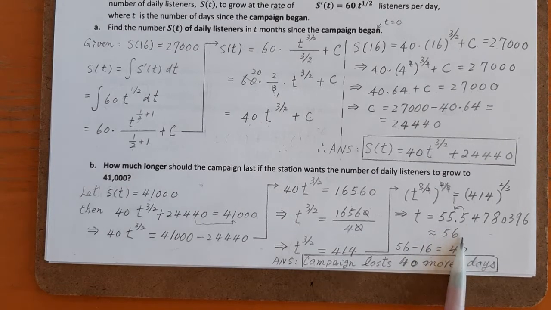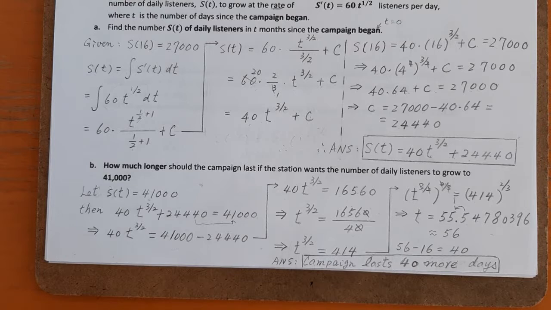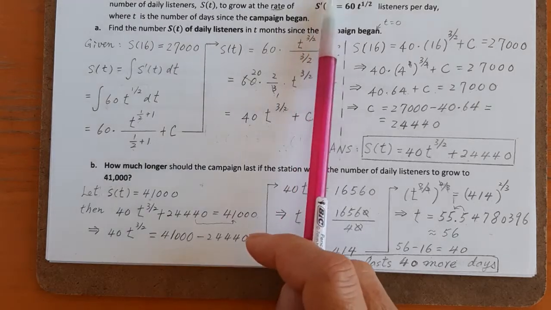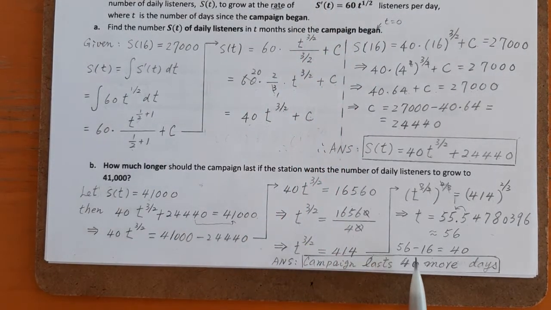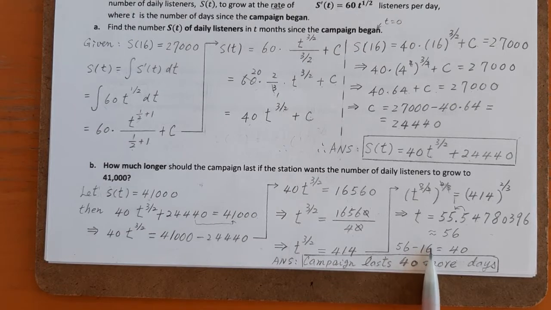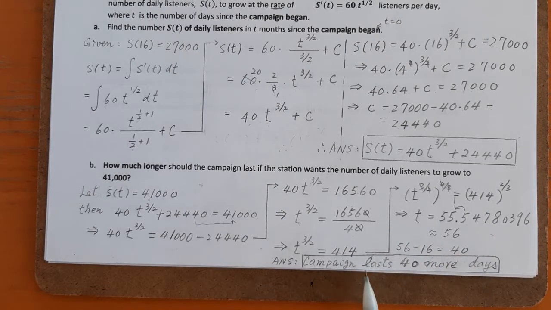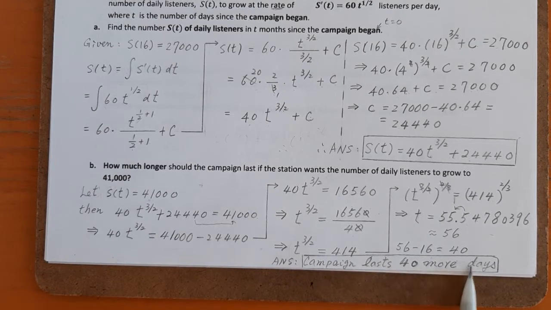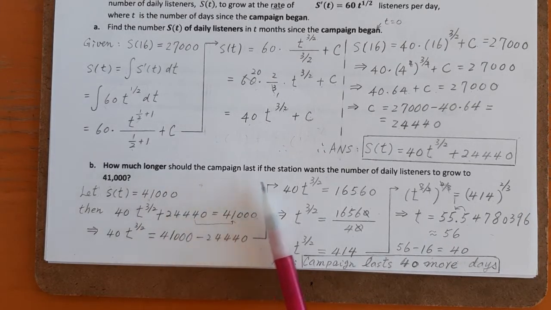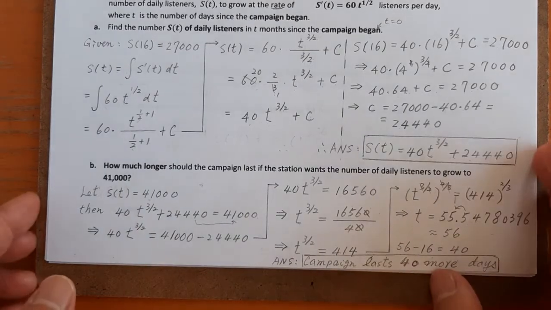Now the question says, how much longer is counted from the current time? Current is 16 days after the campaign began, so you have to subtract the beginning 16 days. 56 minus 16. So from now, it takes 40 days longer. The campaign lasts 40 more days in order to grow to 41,000 listeners.